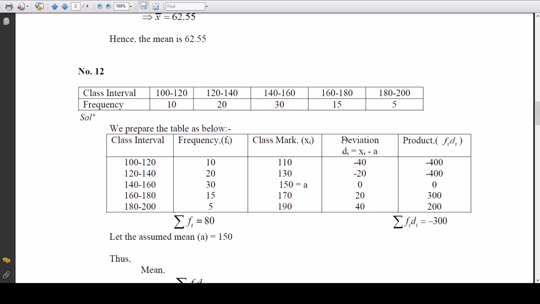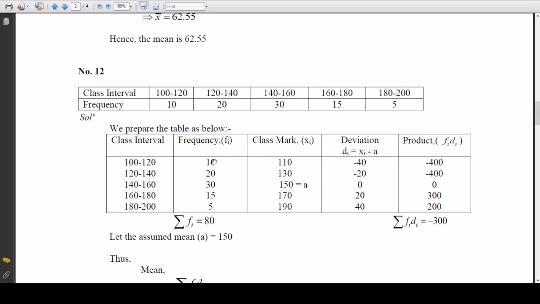But here, if you take the division and find the product, you will get a small value. If you add also, it will be easy for you for calculation. Just to make the calculation easy, we follow this second method, the assumed mean method, to get rid of getting a product which is of a bigger number.